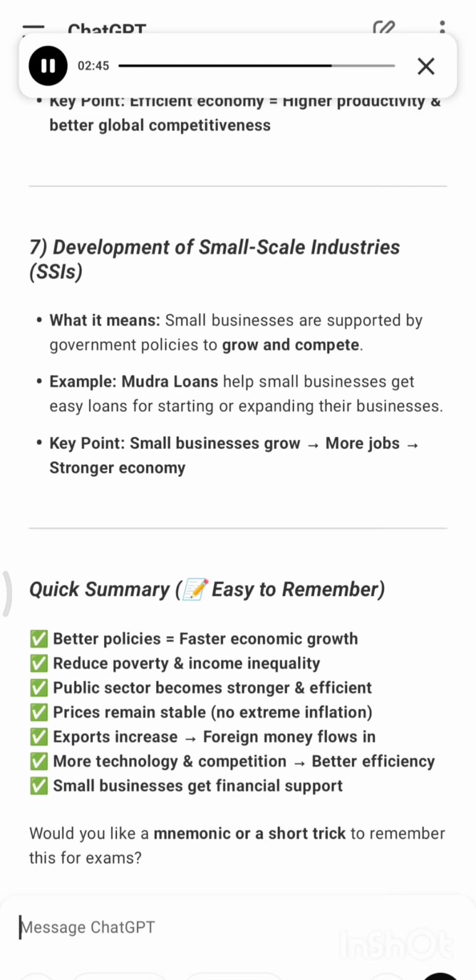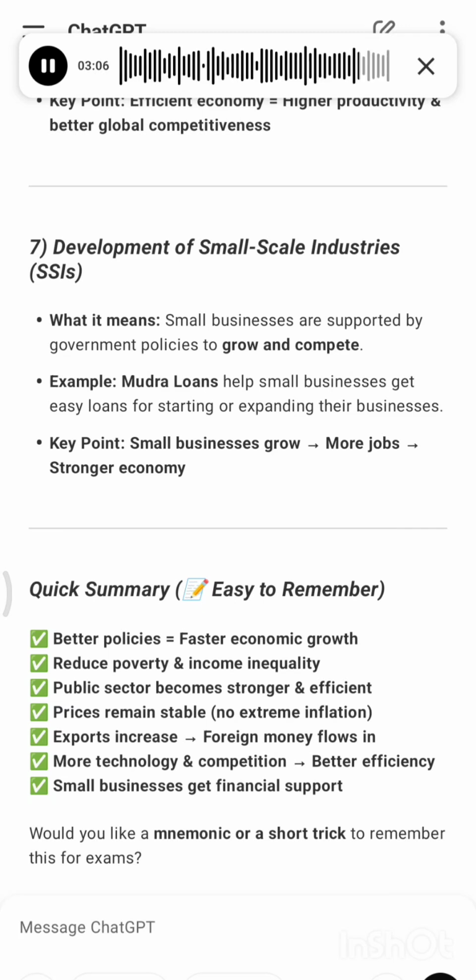7. Development of small-scale industries, SSIs. What it means: small businesses are supported by government policies to grow and compete. Example: Mudra loans help small businesses get easy loans for starting or expanding their businesses. Key point: small businesses grow, more jobs, stronger economy.